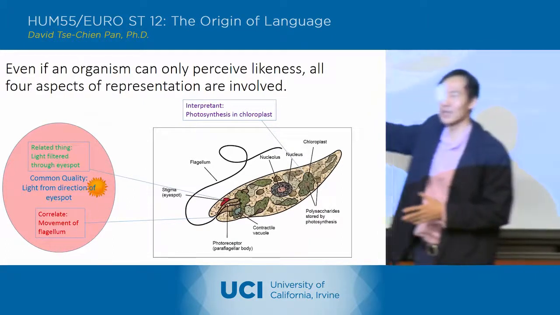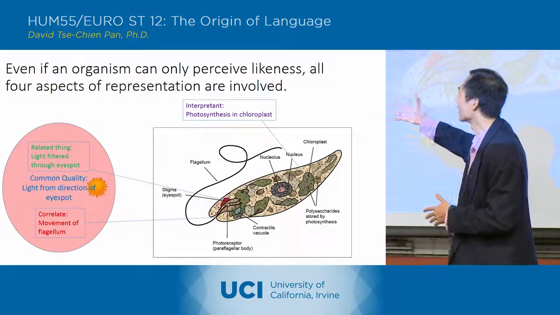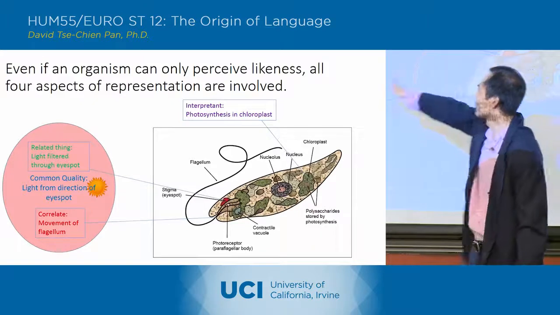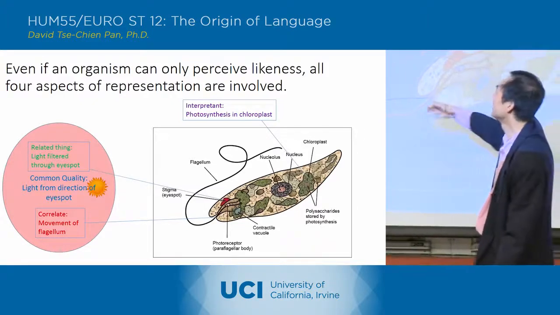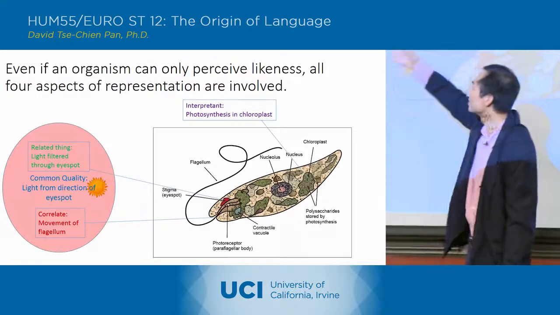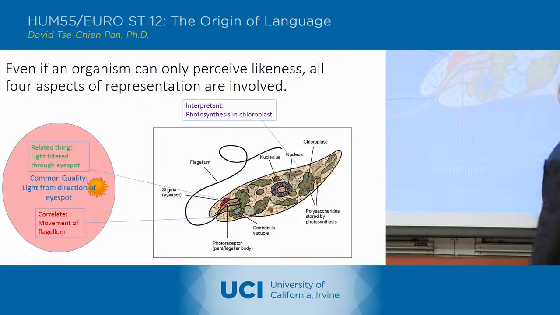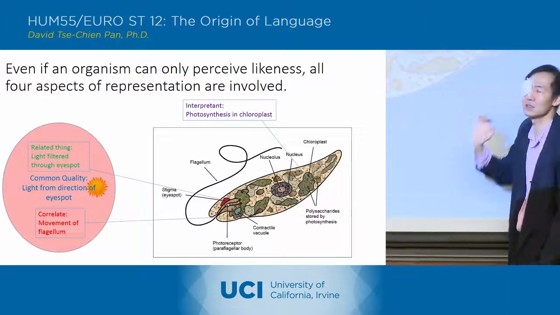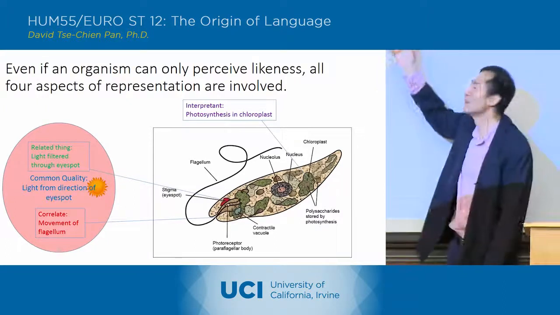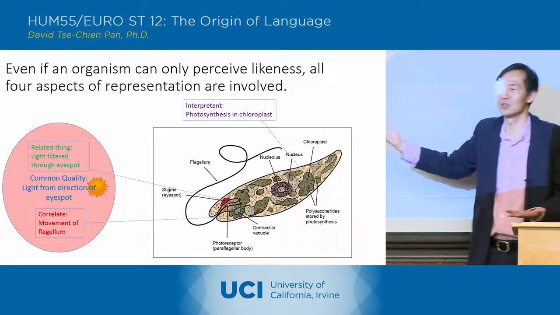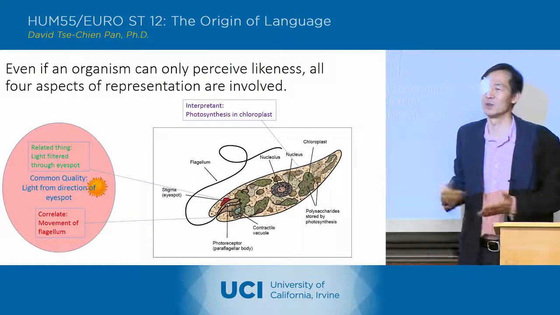And so if we diagram this a little bit, we get the four pieces of the comparison that we worked out before. We've got the related thing, which is the eye spot. We've got the correlate, which is the movement of the flagellum. The common quality is the light coming from the direction of the eye spot. And then we've got the interpretant, which is the photosynthesis of the chloroplast. Because if this didn't exist, then all that would be useless. It would never have developed. There would be no point for that.